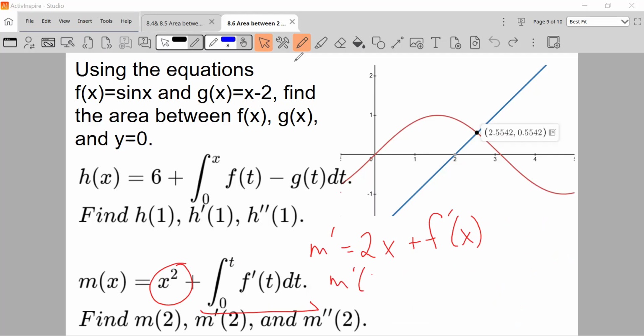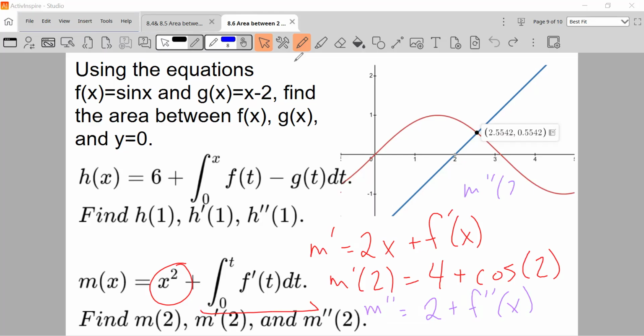Plugging 2 in is going to give me 4. The derivative of sine is cosine. So 4 plus cosine of 2. And lastly, m double prime is going to be equal to 2 plus f double prime of x. And that's going to loop us back to negative sine. So m double prime of 2 is going to be equal to 2 minus sine of 2.